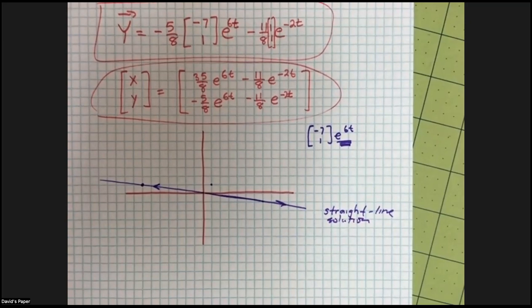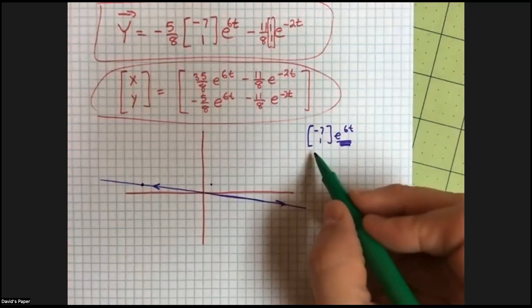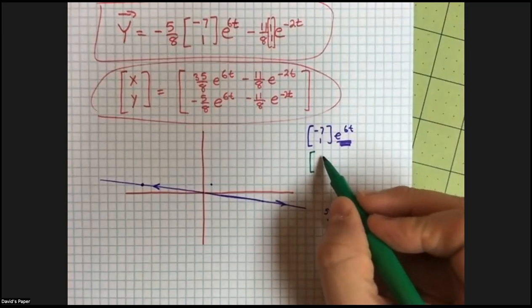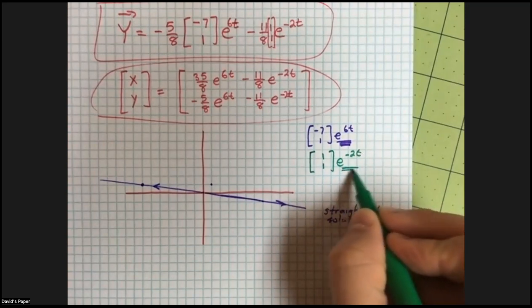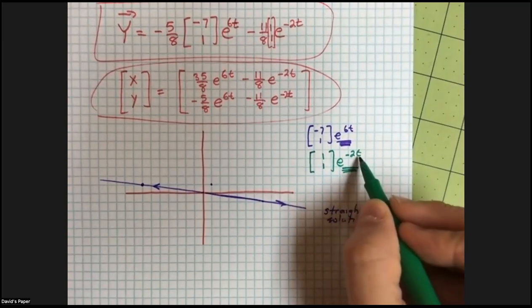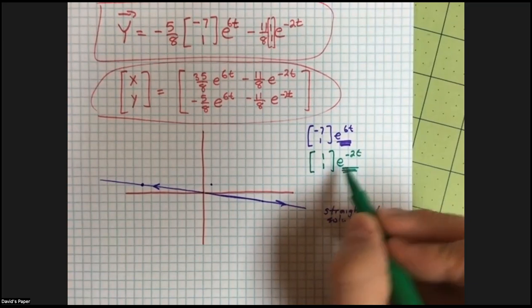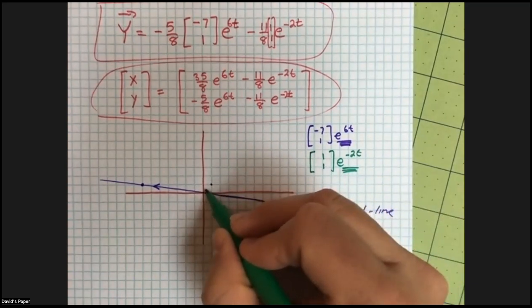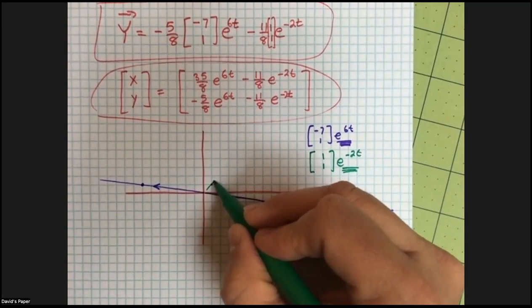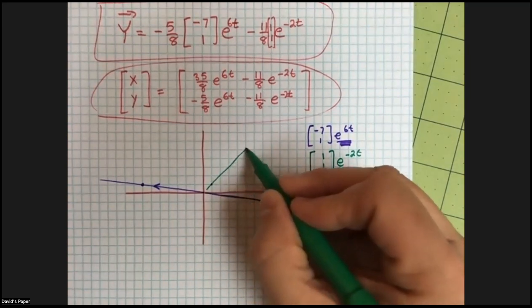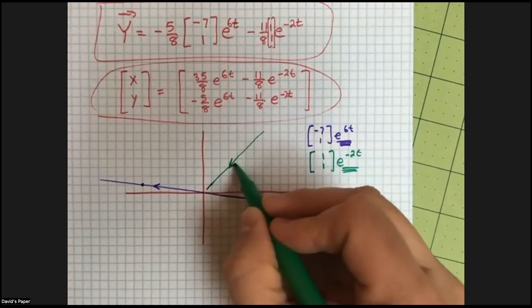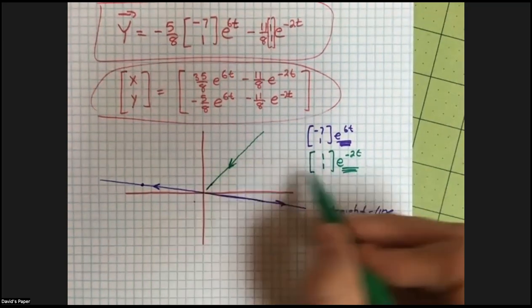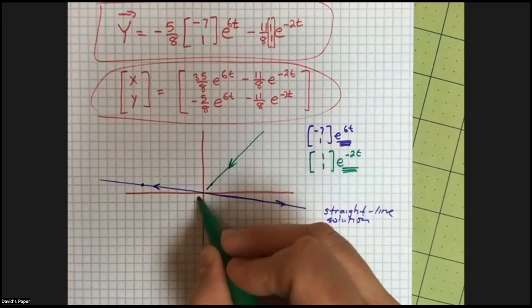Now let's look at, I'll change colors. I'll pick green. Let's look at (1, 1) e^(-2t). This solution is decaying. As t goes forward, e^(-2t) gets smaller. So I'm at (1, 1) and I'm going towards the origin. If I go backwards in time, I go away, but I'm moving towards the origin. Or I could have chosen (-1, -1), any multiple will do.